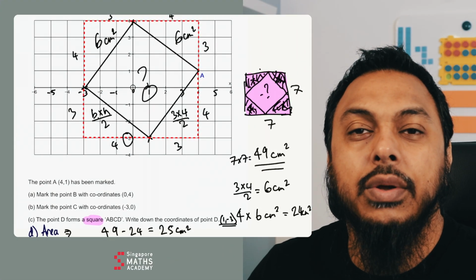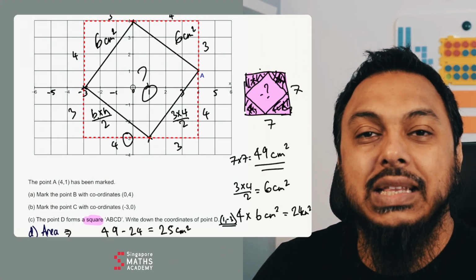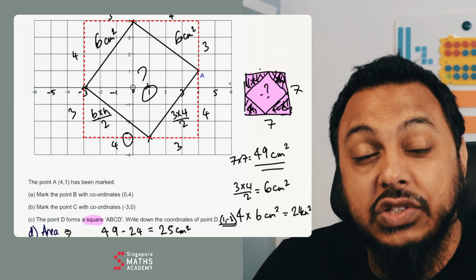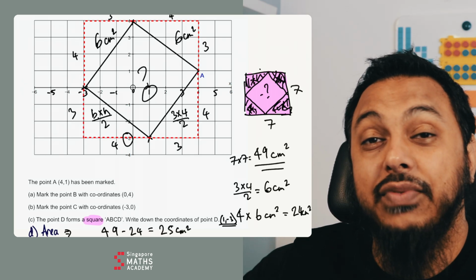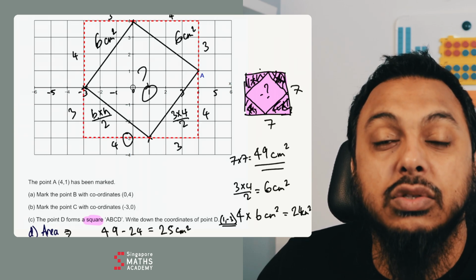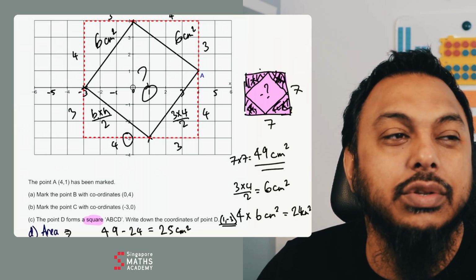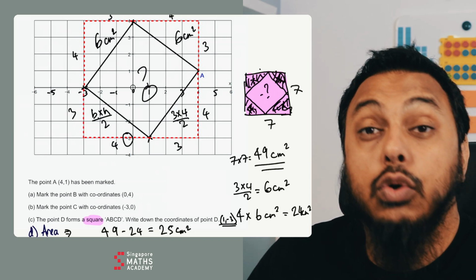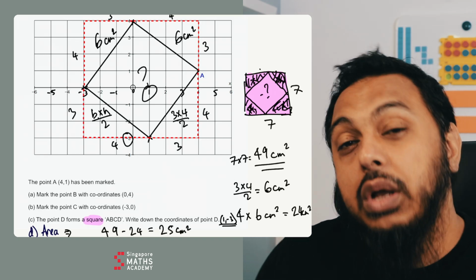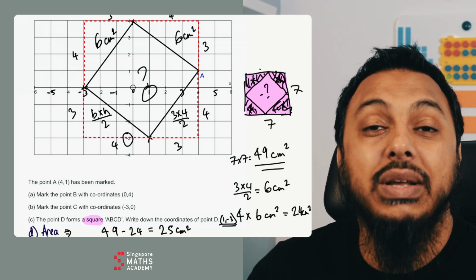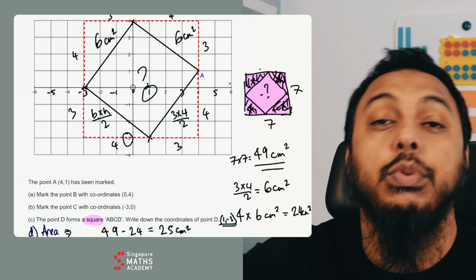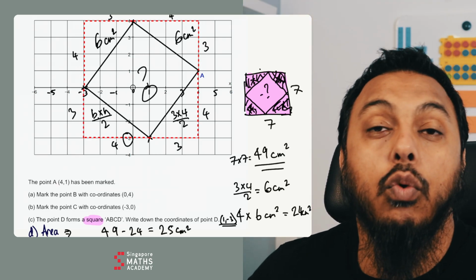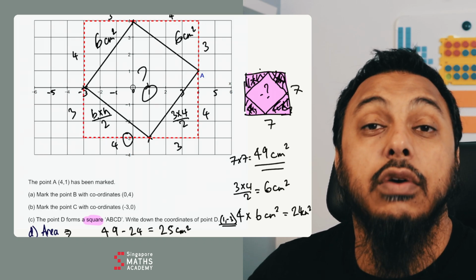Did that help you? Hopefully you can see that these questions do come up, and if it's challenging, it's normally a diagonal based or rotated square. So it's not so easy on graph paper like this. What we need to work out is, from one point to another point, how far is that vertically and horizontally? We just keep continuing that pattern all the way across, and we get all four coordinates. That works perfectly for squares.